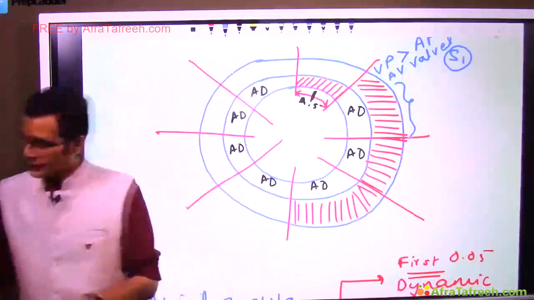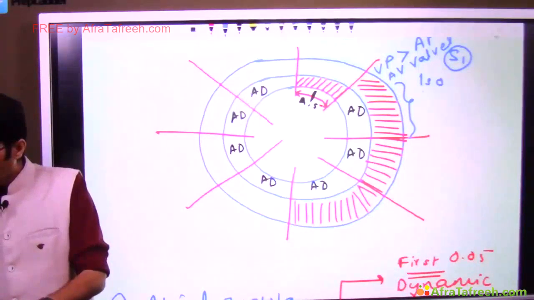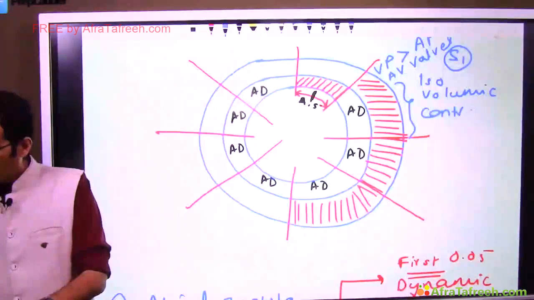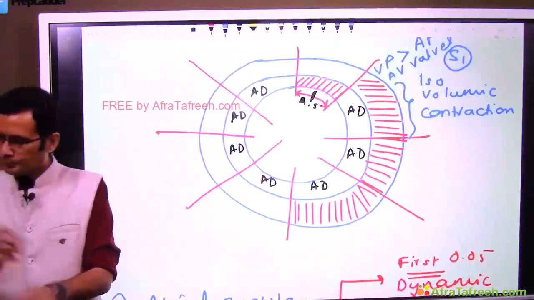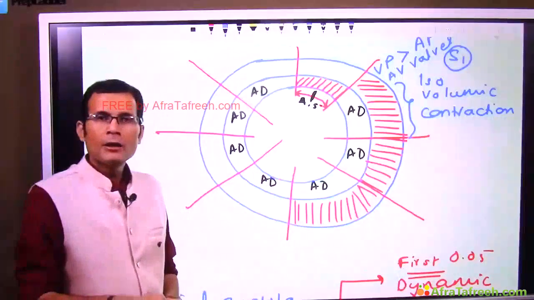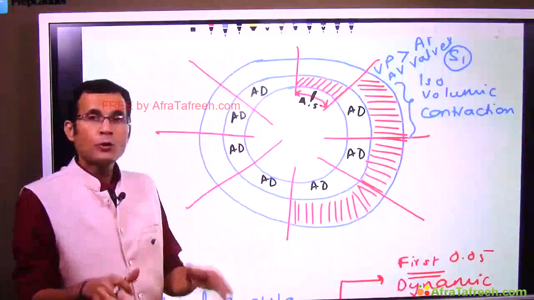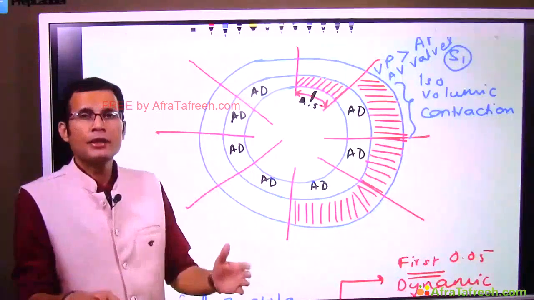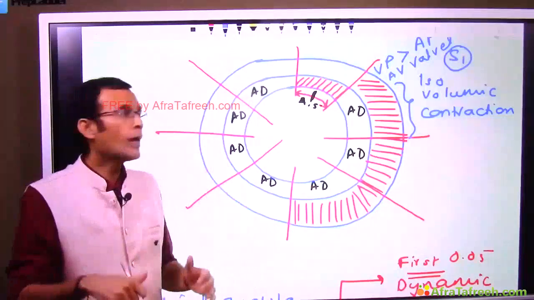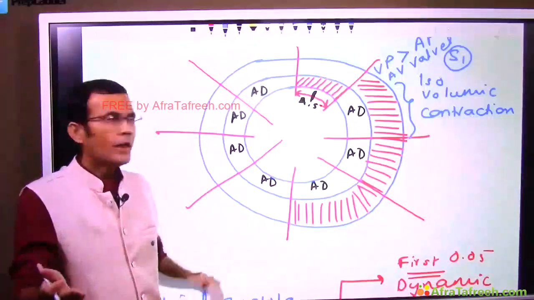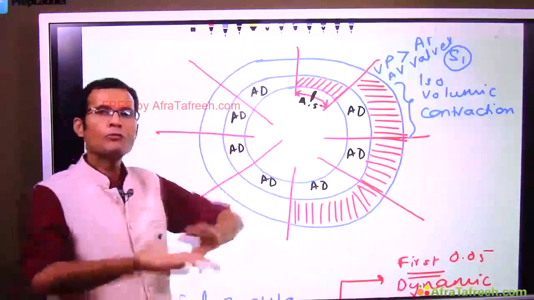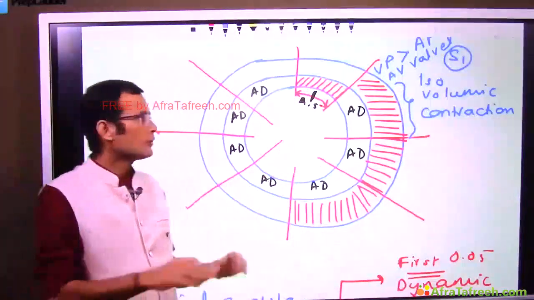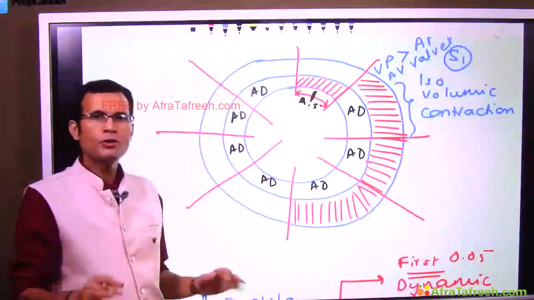It is called isovolumic contraction. So, isovolumic contraction is when the volume will remain the same in the ventricles. It will not change, which means blood will not be ejected out. Why? Because semilunar valves have not yet opened and AV valves have closed. All four valves are closed and ventricles are contracting like a closed chamber. So, that's called isovolumic contraction.